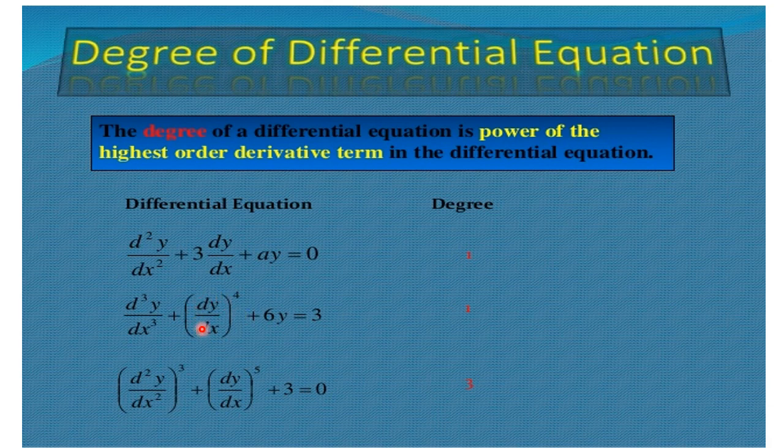If it was the highest order derivative, that means whole raised to the power is 4, then the degree of this differential equation would be equal to 4, but it is not the highest order derivative. That is why 4 is not considered. Similarly, we have the last example. It is d square y upon dx square whole raised to the power 3 plus dy upon dx whole raised to the power 5 plus 3 equals to 0. What is the degree of this differential equation? The degree of this differential equation is 3.